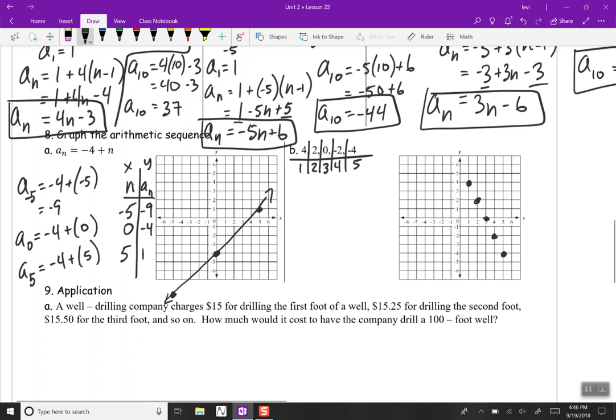I hope I didn't screw you guys up. The x's are on the bottom, y's are on top. These are always your inputs, your 1, 2, 3, 4, 5. Your numbers are your outputs. It could also be considered your n's and your a sub n's or a of n's. Inputs, outputs, x's, y's, or domain and range.